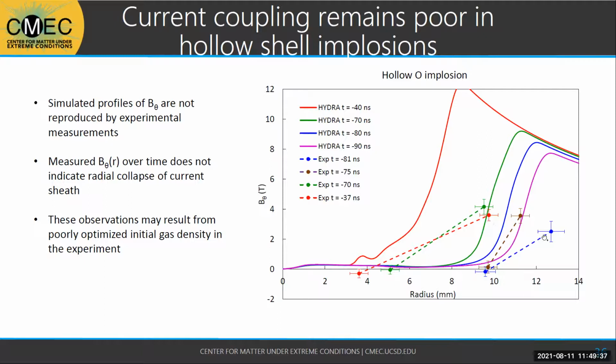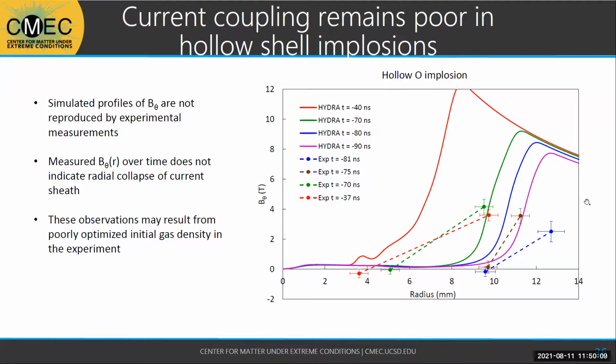Unfortunately, I don't have a good comparison of the dynamics of these particular shots. It's just sort of bad luck. So I can't say exactly where the outer plasma radius is from the imaging camera, but in any case, this is showing the backwards trend. And in these shots, we didn't get inductive dips either. So we think we can improve that if we have a better optimized initial gas density.